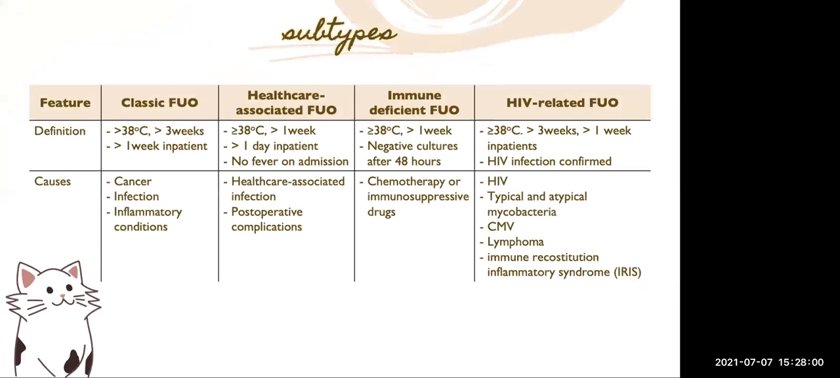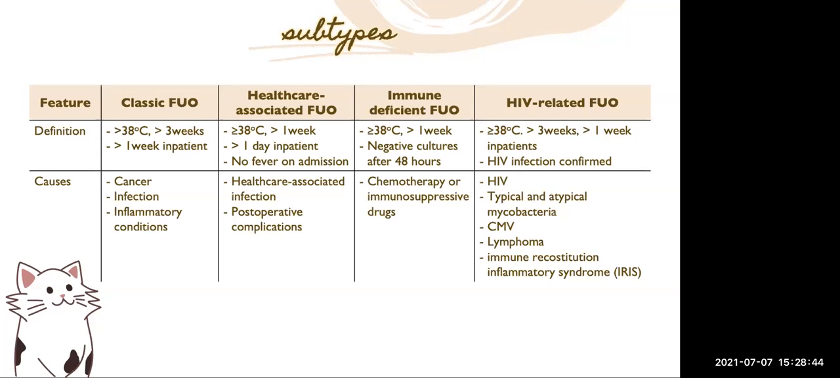Okay, next. So there are 4 subtypes of FUO, and for all the subtypes, the temperature must be more than 38 degrees Celsius, but the difference is just the duration. The first subtype is the classic FUO, in which the duration is more than 3 weeks for outpatient and more than 1 week for inpatient, and commonly because of cancer, infection, or inflammatory conditions. The next one is the healthcare associated, with a shorter duration: more than 1 week for outpatient and more than 1 day for inpatient. But the key point here is that the patient must have no fever on admission.